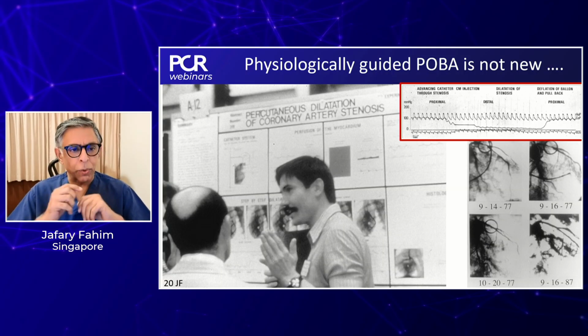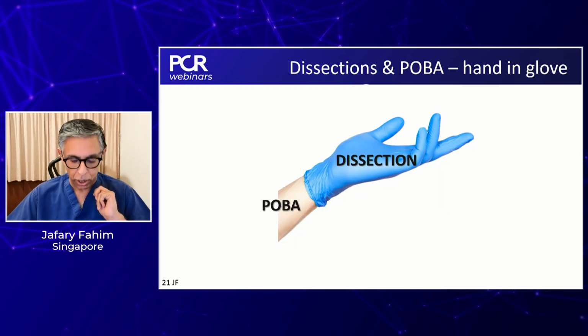And so the question you have to ask is, is physiologically guided balloon angioplasty new? It really isn't. Back in the day, Andreas Grunzig was a physiologist at heart and showed very early that if you do balloon angioplasty and you get a dissection and you have a low translesional gradient, you actually get very good restenosis rates. And so the concept is not new.